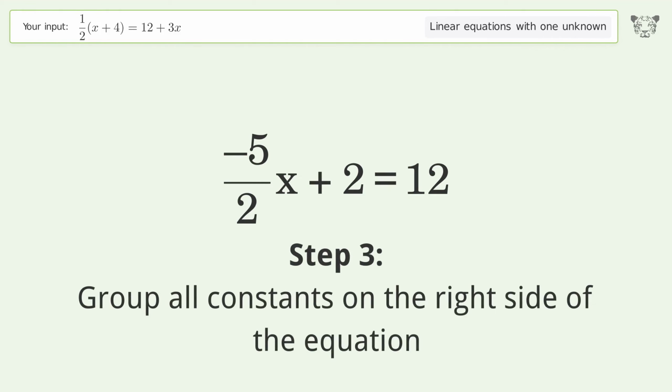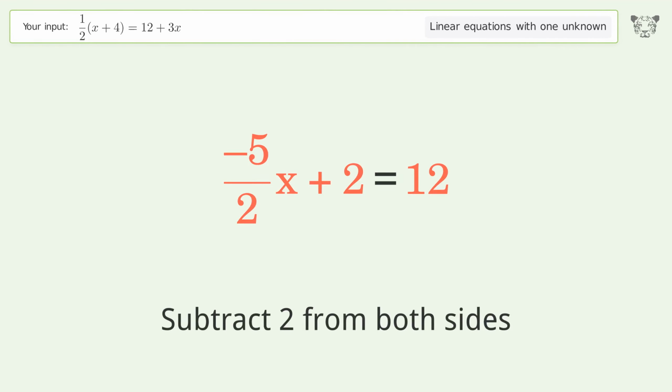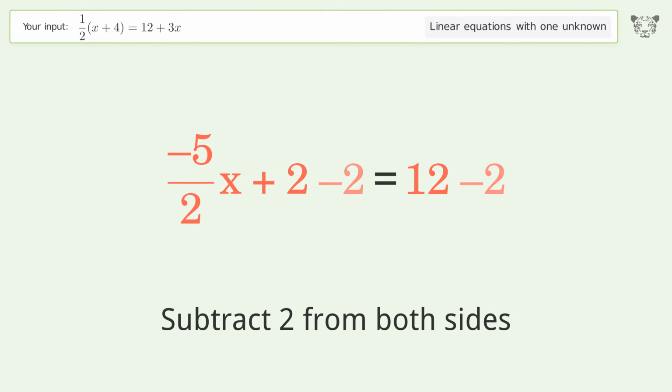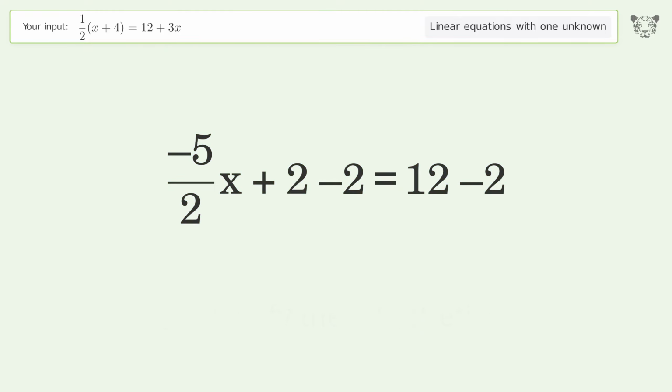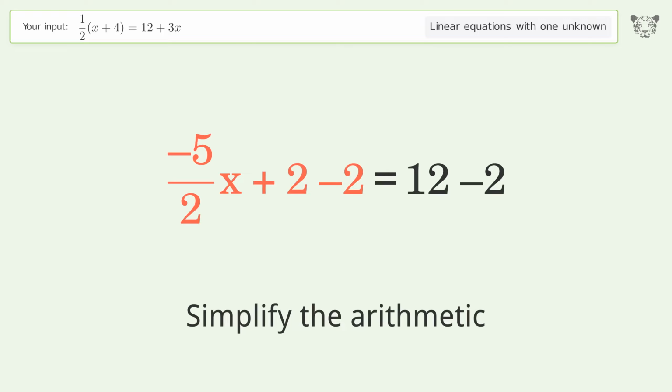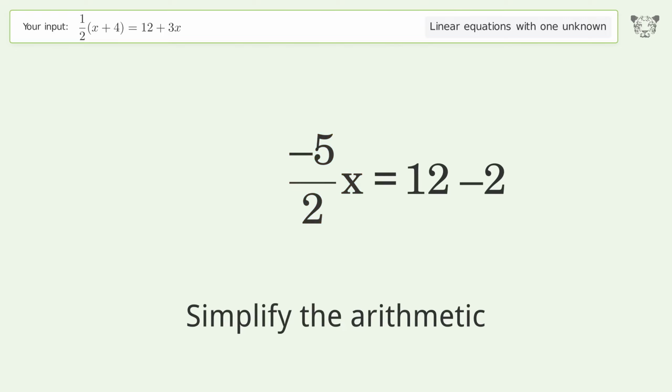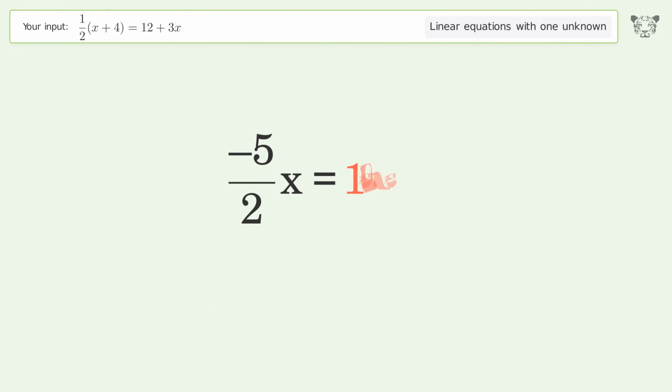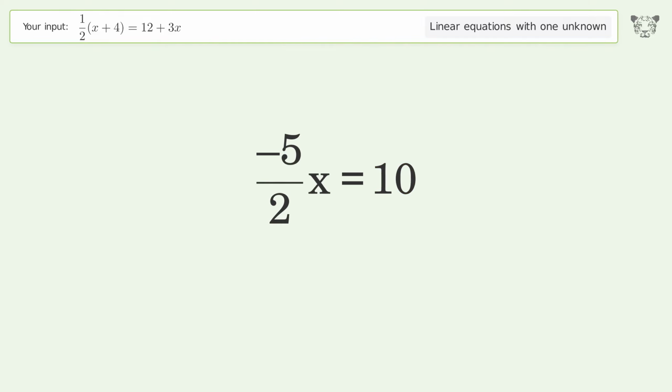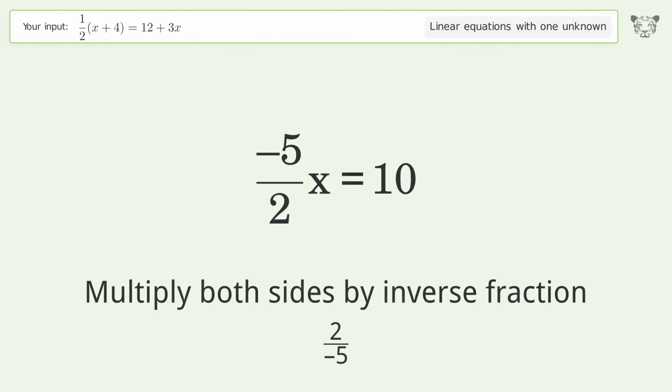Group all constants on the right side of the equation. Subtract 2 from both sides. Simplify the arithmetic. Isolate the x. Multiply both sides by inverse fraction 2 over -5.